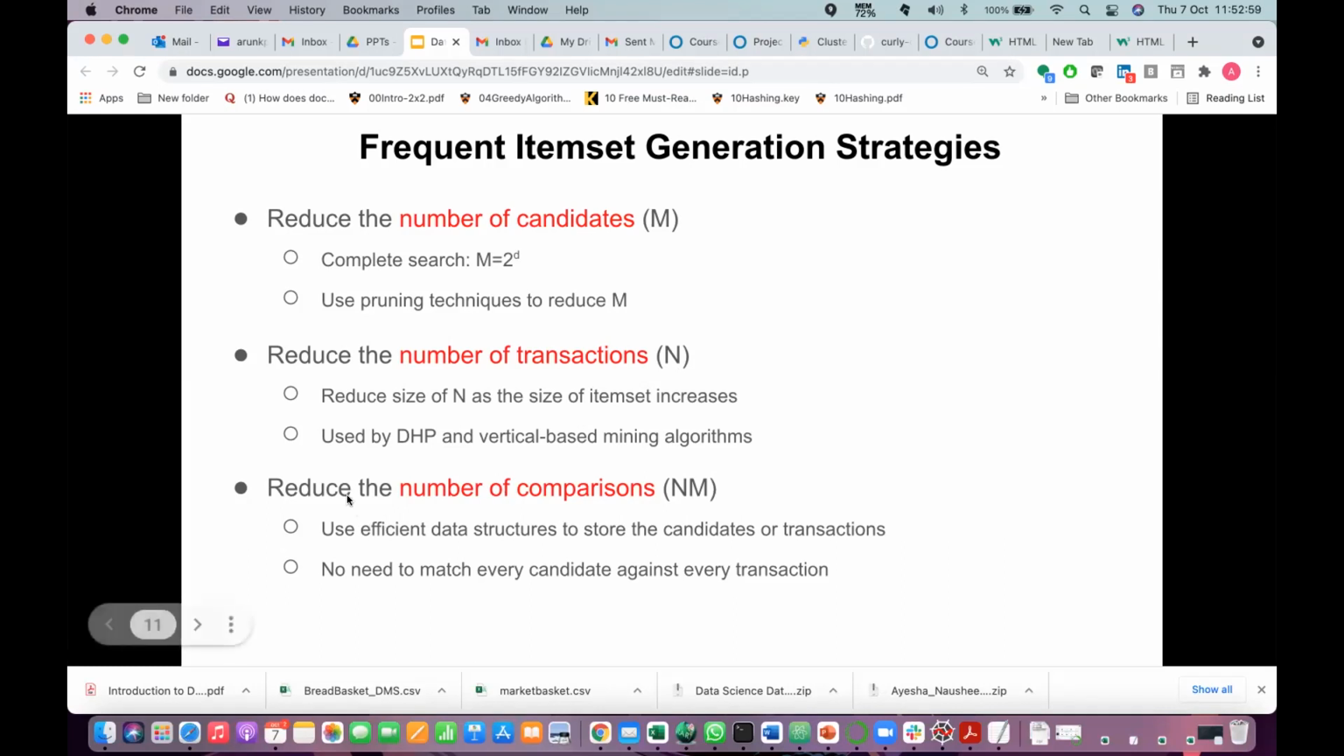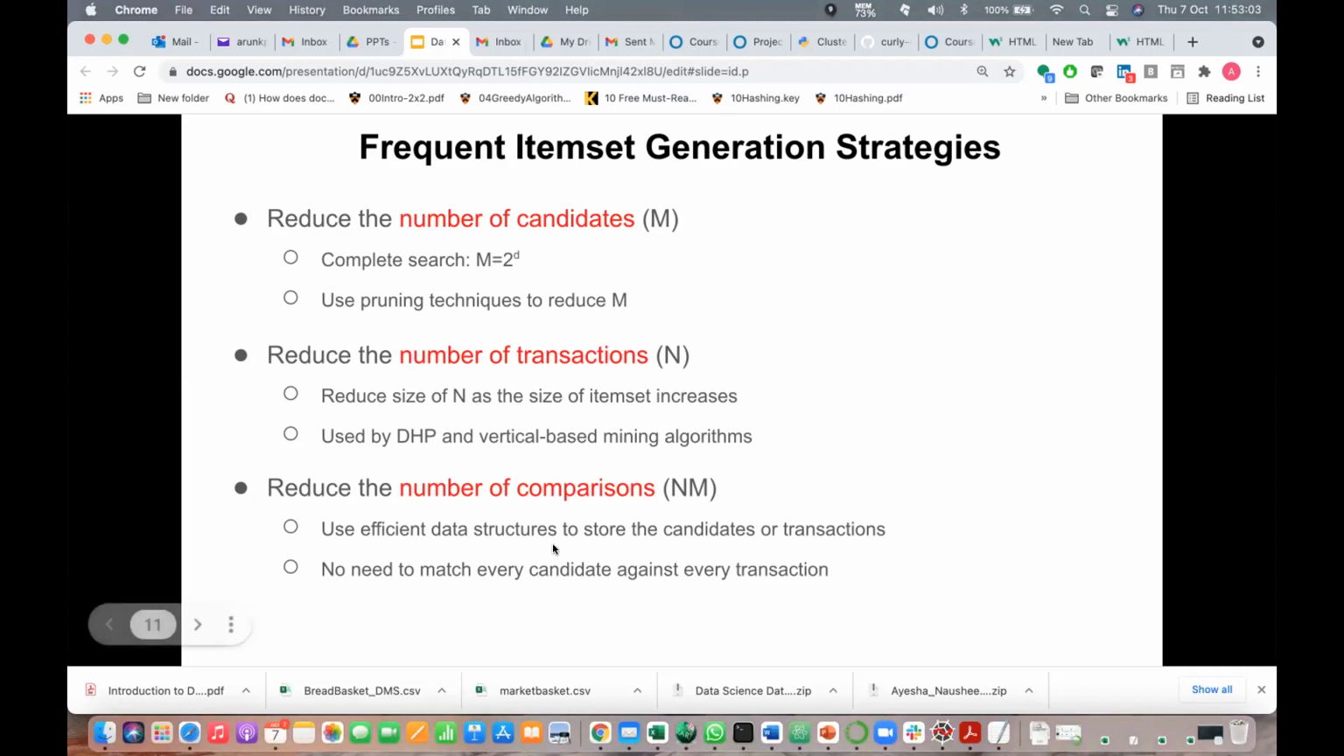Then another way is reducing the number of comparisons. Use efficient data structures to store the candidates or transactions. Here they are saying to use efficient data structures so that you don't need to compare repeatedly the same things. No need to match every candidate against every transaction.